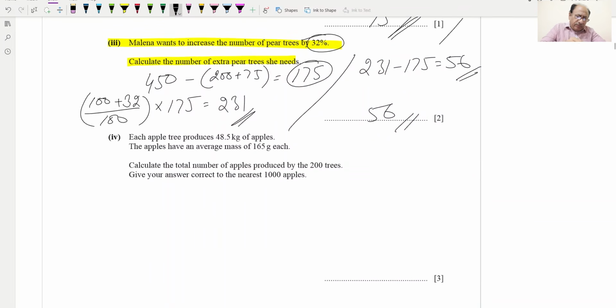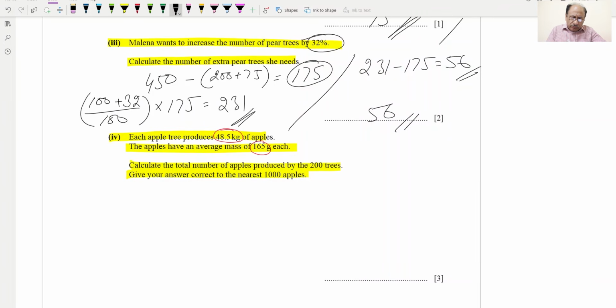Now each apple tree produces 48.5 kilograms of apples. The apples have an average mass of 165 grams. This is in grams, whereas this is in kilograms. We will have to take care of that. Now calculate the total number of apples produced by the 200 trees. Give your answer correct to the nearest 1000 apples.